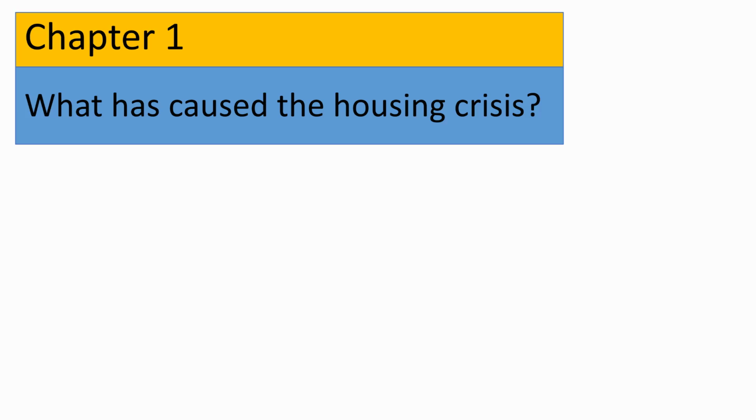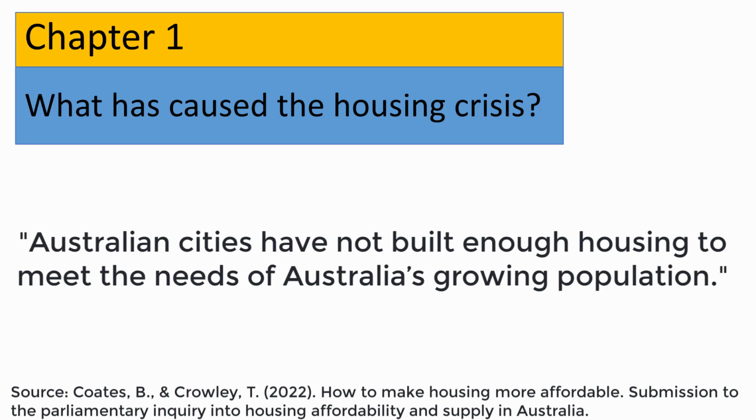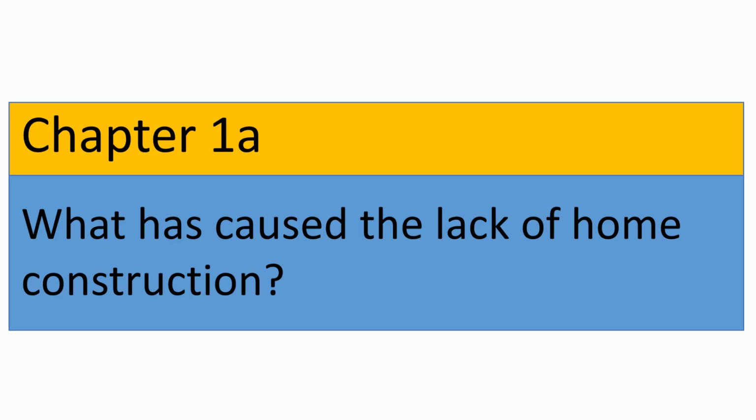This has been investigated by numerous researchers, and these inquiries have reached a consensus. Simply, the rate of home construction is outpaced by the rate of population growth. To understand this further, we will now examine the cause of the lack of construction and the cause of population growth. Beginning with the lack of home construction.